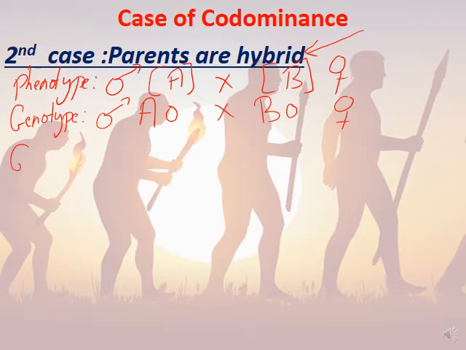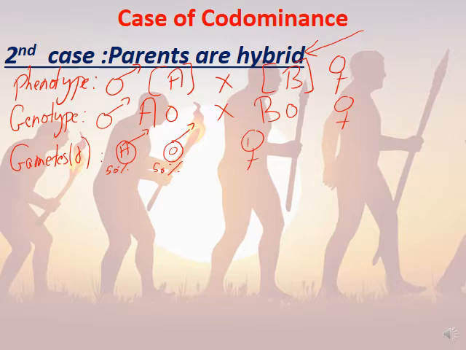Moving to the gametes, symbol gamma. So here in the gametes, we have both gametes. We have A, which represents 50%, and O, which also represents 50%. And here the female gamete B represents 50%, and the O represents 50%. Moving to the table of cross.